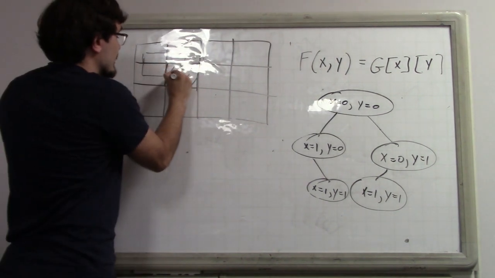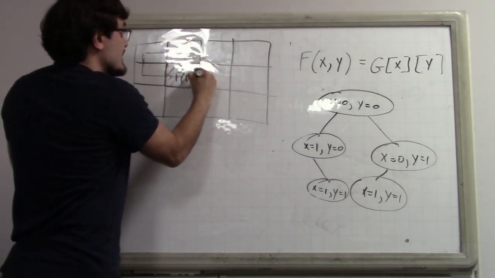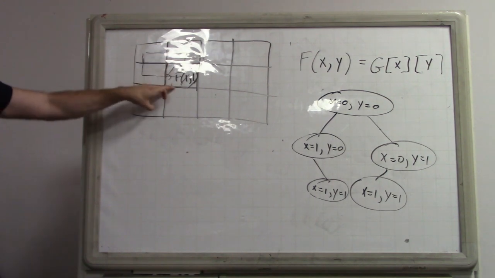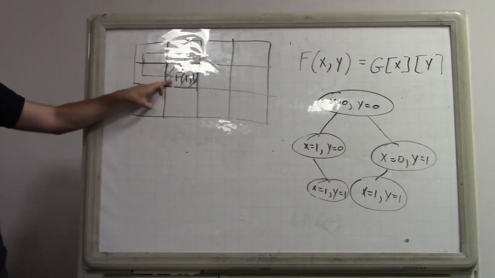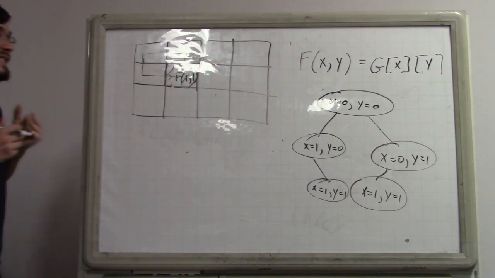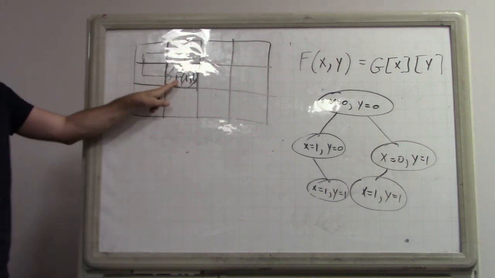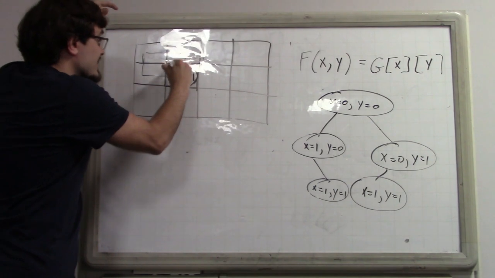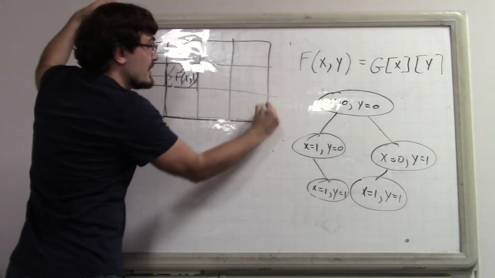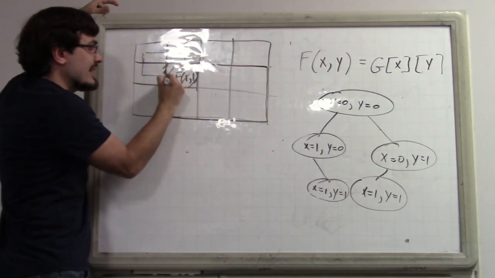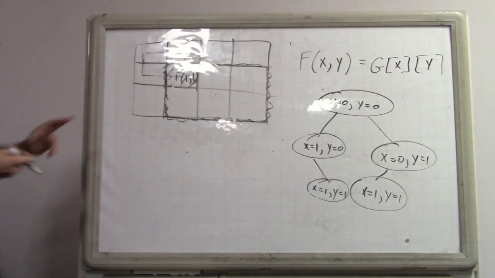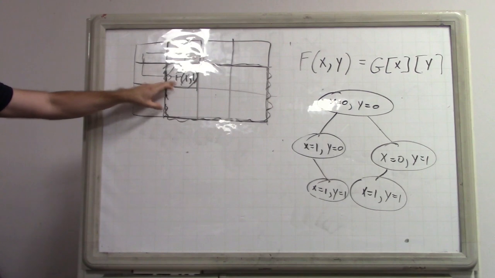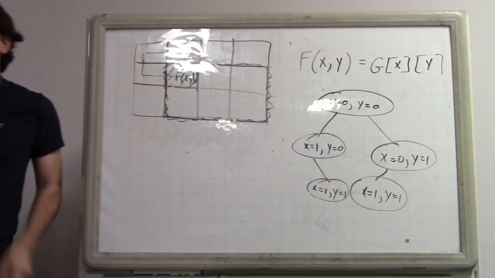This was a meaningful concept because regardless of how we got to this f of 1-1, regardless of whether we went this way or we went this way, f of 1-1 represents a subproblem that starts here and ends here. So it basically represents the solution to as if your array was just this larger rectangle. And the solution to this is completely independent of your past history.